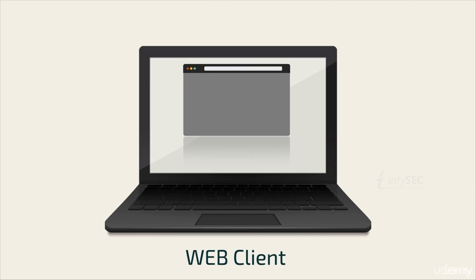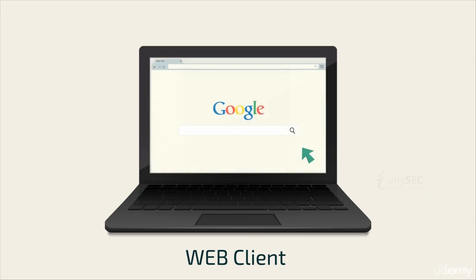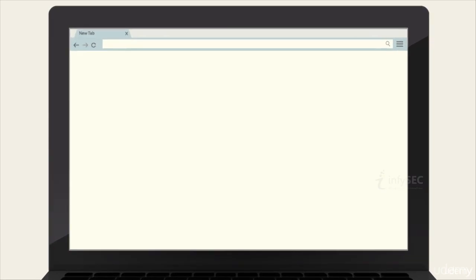The web browser is a software program to access information from the web. For example, Firefox, Internet Explorer, Safari, Chrome, etc. In a day, 3.3 billion searches happen on Google. Let's see exactly what happens when you type www.google.com and click Enter on your web browser.